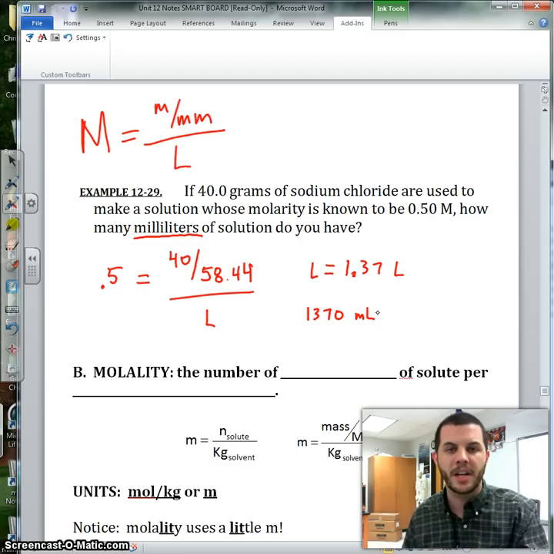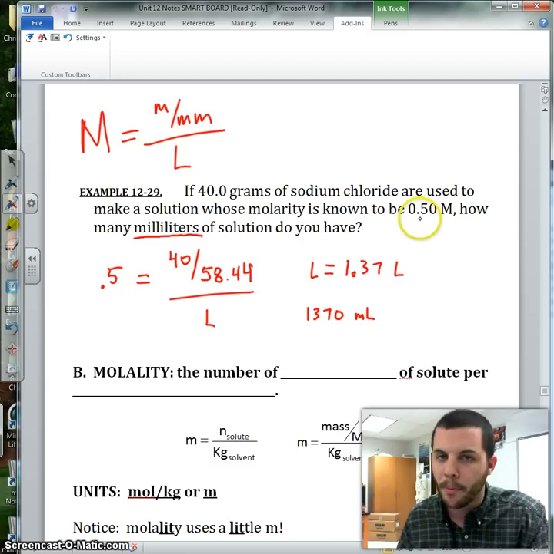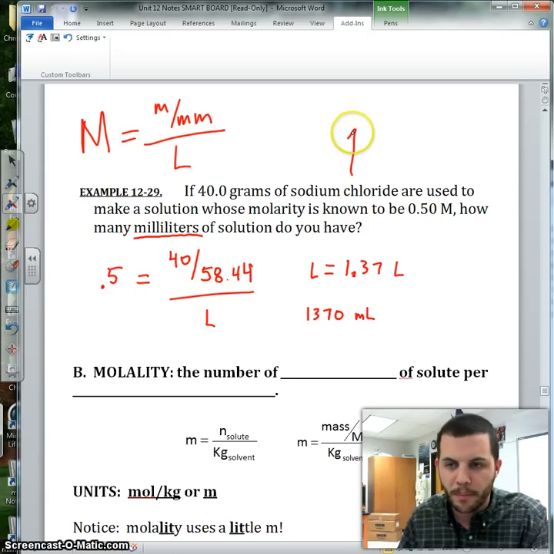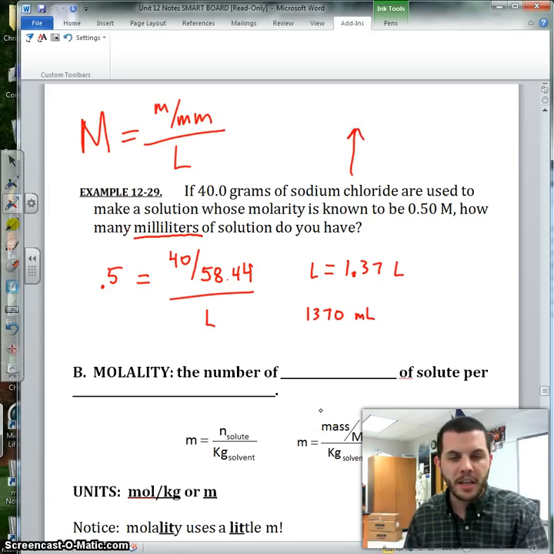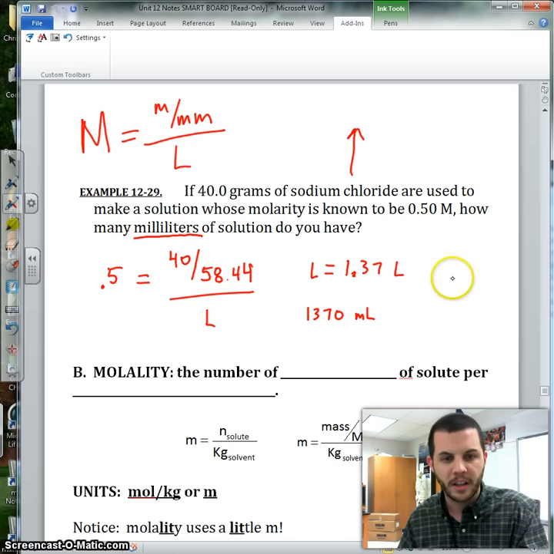That's going to do it for molarity. We'll take a look at molality on the next video. Go ahead and practice on this. If I were you, I would do the problem that was right above there just to make sure that you know how to do it. We'll take a look at more of this stuff in class. Thanks.